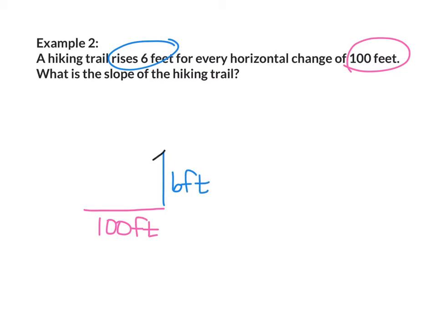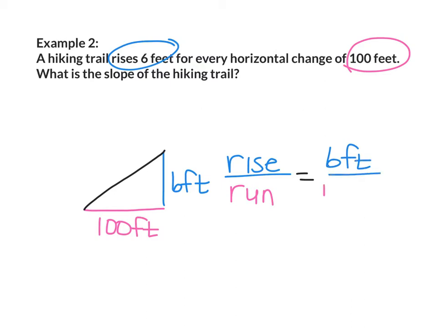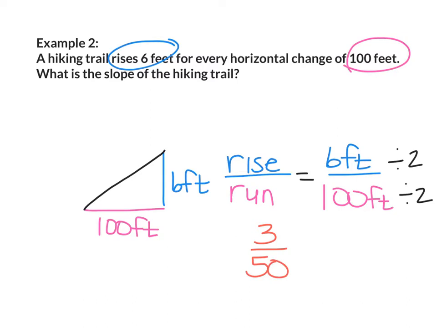So I need to find the slope of this hiking trail. So remember, slope is rise over run. And my rise is 6 feet. And my run is 100 feet. Well, I know I can simplify this because I can divide by 2. So 6 divided by 2 gives me 3. And 100 divided by 2 gives me 50. So my answer is 3 over 50.